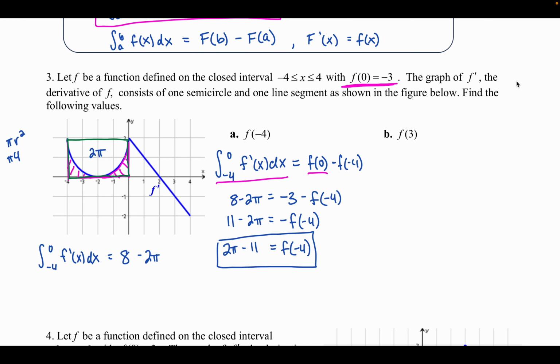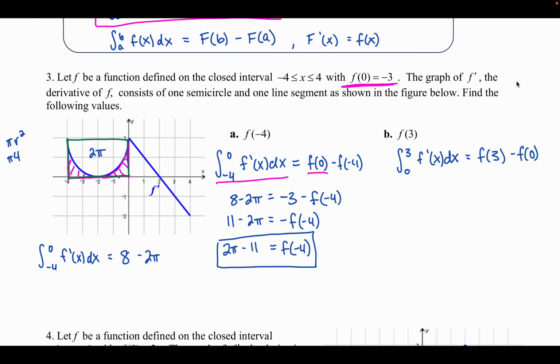So we're going to do the same process for f of 3. If you would like to pause the video and try it on your own and check, you may. So we're going to set up an integral. One of our bounds has to be 0 because 0 is what we know. Now we know what f of -4 is, but 0 is going to be easier to use here. So 0 to 3 of f prime of x dx, and I know that's going to equal f of 3 minus f of 0. The upper bound always comes first. It's always f of b minus f of a.